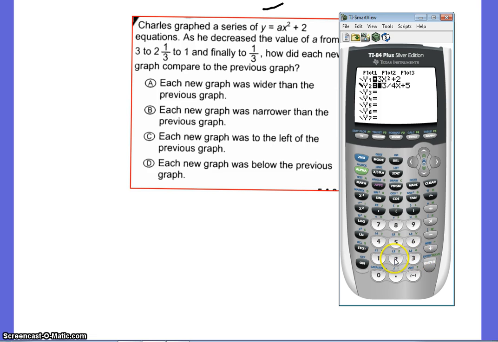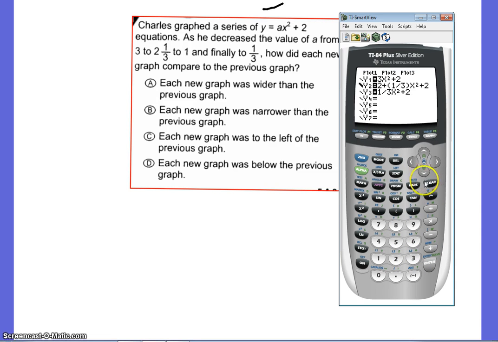Then at y2, you're going to do 2 1/3. And the way you would probably do this to make sure you had it right, it would be like 2 plus parentheses 1 divided by 3. That's a weird way to write 2 1/3, but it works. x squared plus 2. And then at y3, it's going to be 1/3 x squared plus 2.